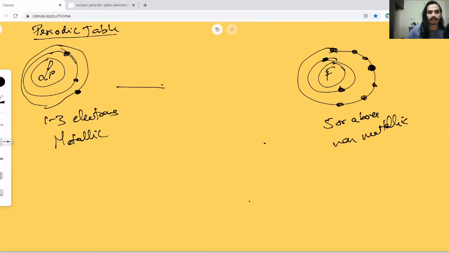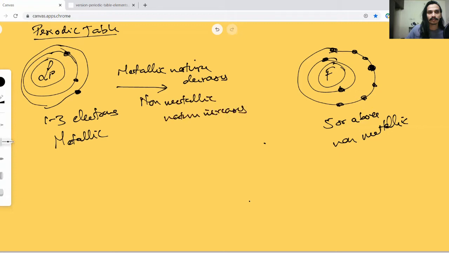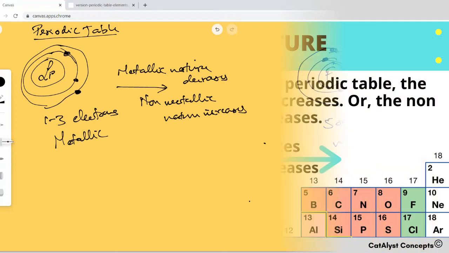So what I can say is, when I go from left to right, metallic nature decreases. Meaning these are very strong metals, then the one after that is a little less strong metal, the one after a little more, and all the way till the ending, where they are not at all metallic. We can also call this non-metallic nature increases, because if metallic decreases, non-metallic has to increase. They're kind of like opposites. This is about across the period.